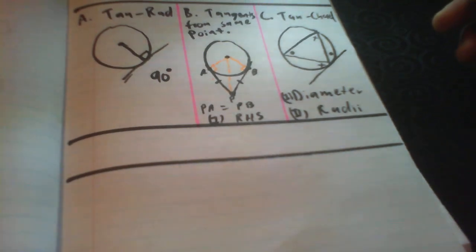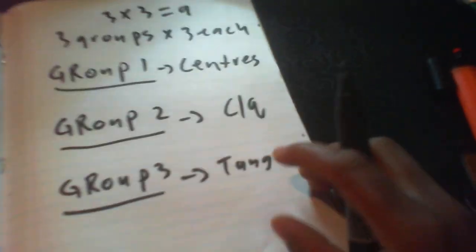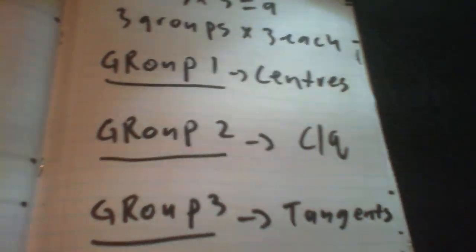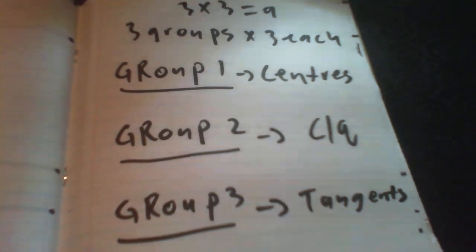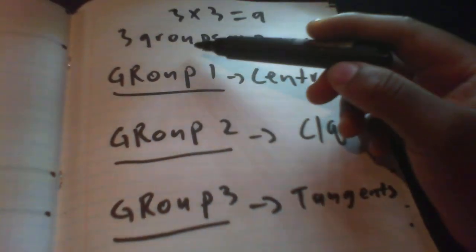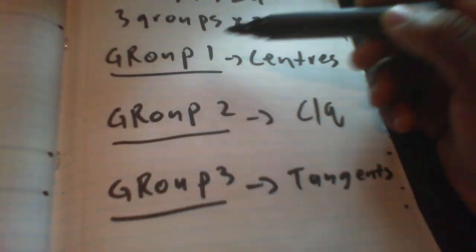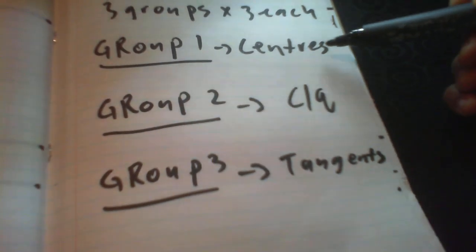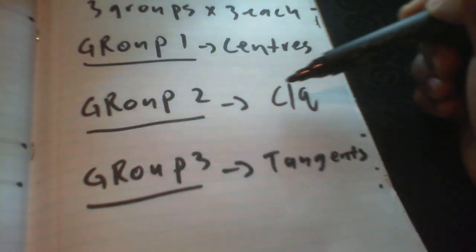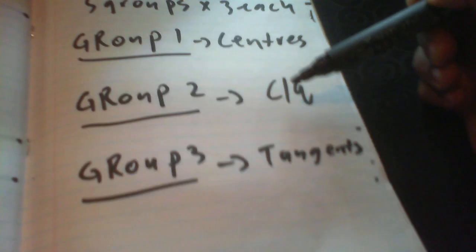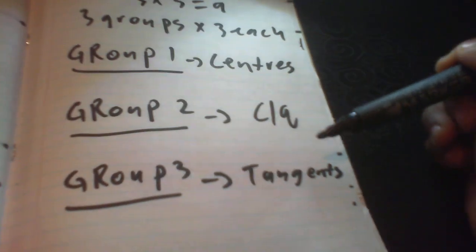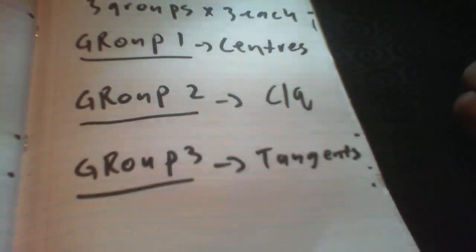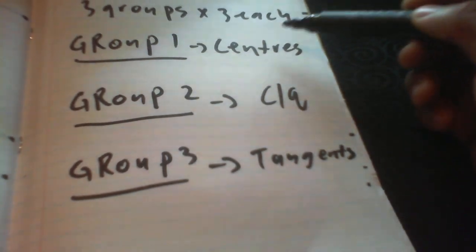And yes, I spoke about them and said, okay, we've got 3 times 3, which is 3 groups, 3 each. Group 1 is the centers, I've already shown you. Group 2 is the cyclic quads, I've already shown you those. And then group 3 is the tangents. We just discussed those.